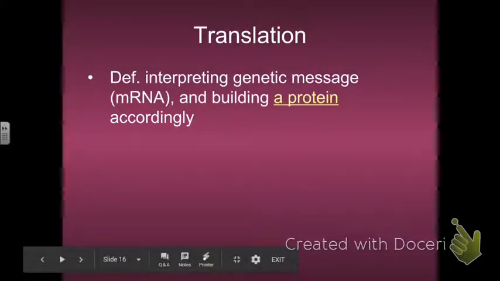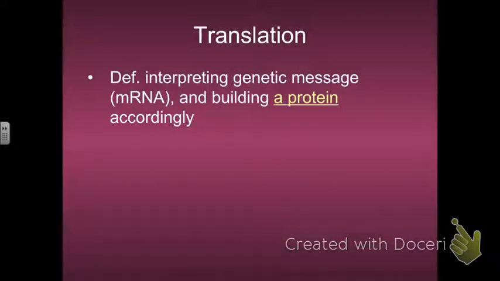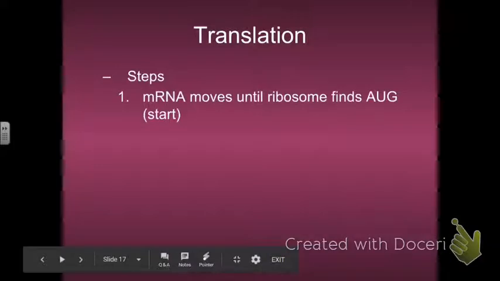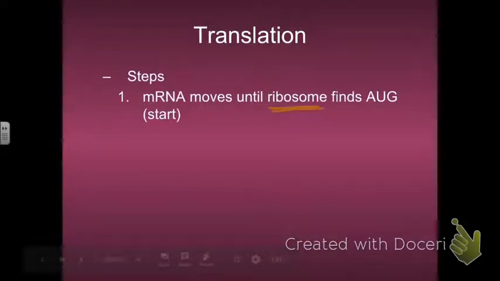All right, now let's go through the steps of translation. Once you have a messenger RNA code, the second step in producing a protein is translation. So what we're doing is going from RNA to protein. A protein is our product. The steps: the messenger RNA is going to use the ribosome. That's the location of translation. That's where it's taking place.